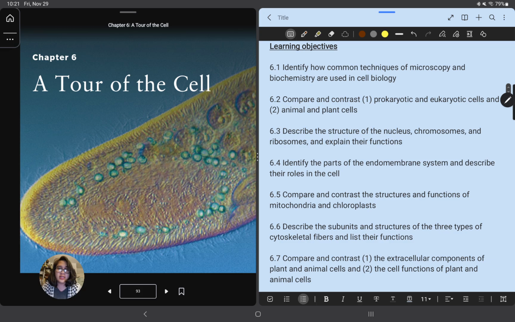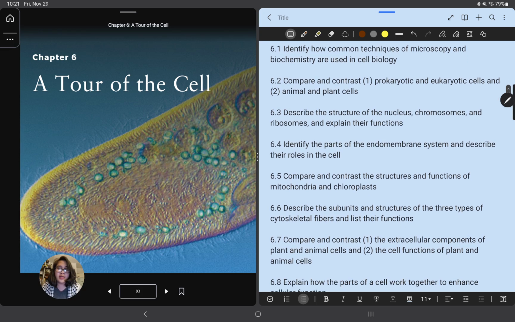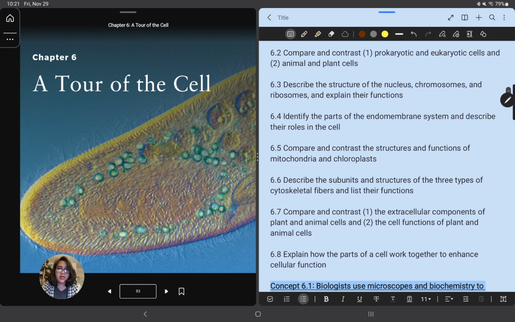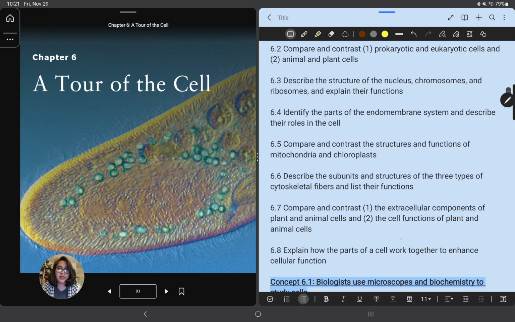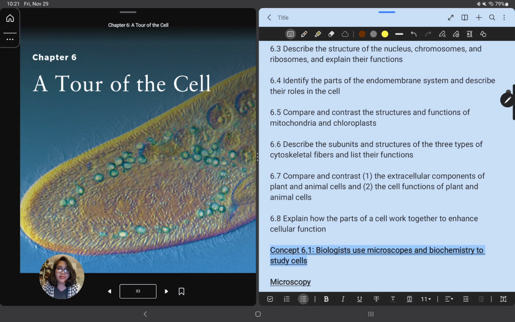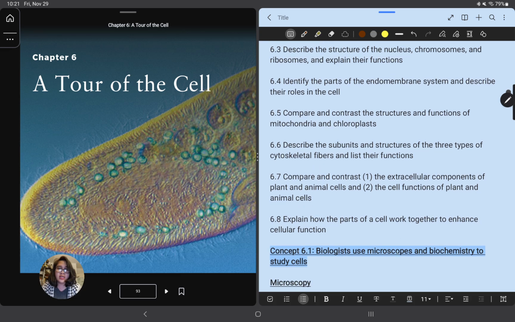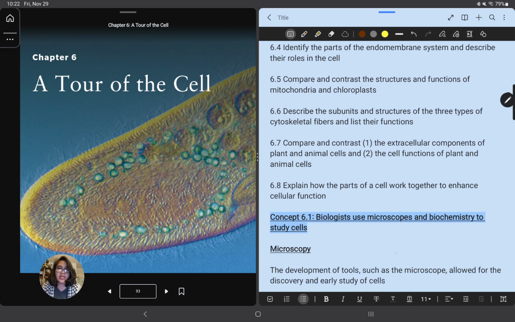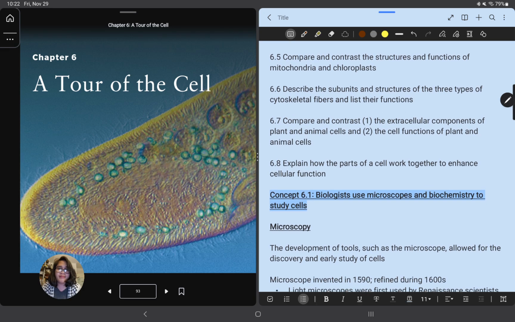And learning objectives. Identify how common techniques of microscopy and biochemistry are used in cell biology. Compare and contrast prokaryotic and eukaryotic cells and animal and plant cells. Describe the structure of the nucleus, chromosomes, and ribosomes, and explain their functions. Identify the parts of the endomembrane system and describe their roles in the cell.